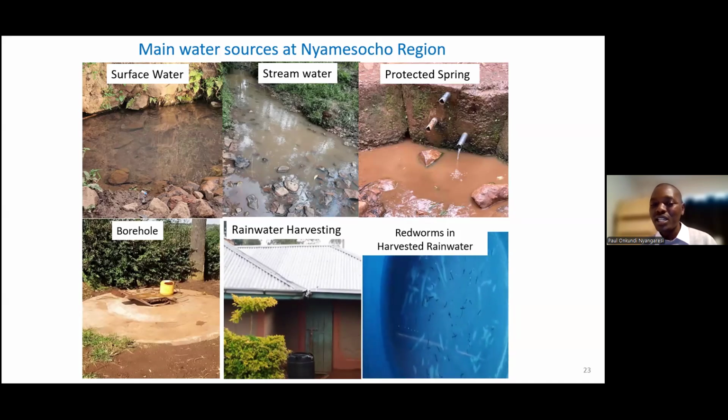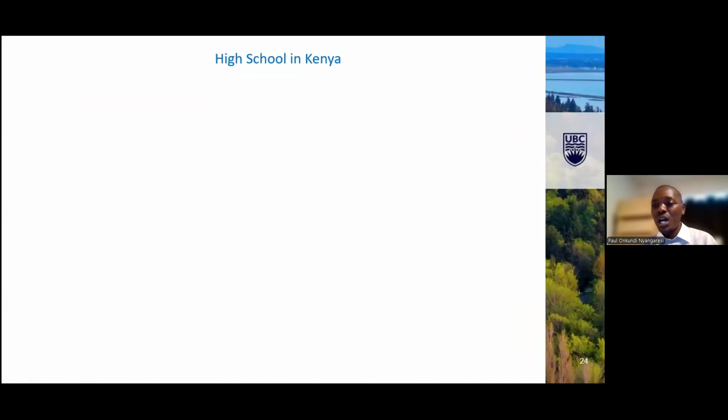So the challenge is, how can we treat this water, or how can we use it? You can even see there are so many worms. When we collect rainwater, you can see live worms, many of them. This is the water we use in those communities. And that is why my topic was looking into the application of UV LEDs for water in low resource settings.